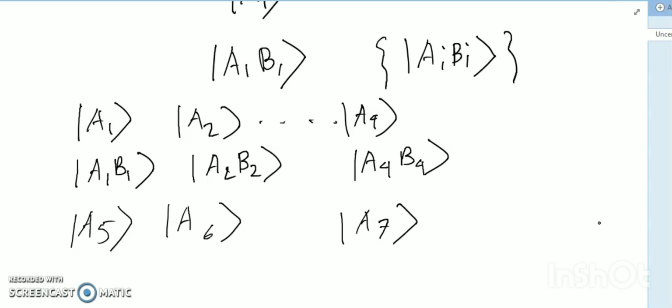This is the truly incredible fact about commuting observables. If two observables A and B commute, then they share a simultaneous eigenbasis. Why is this important in physics?